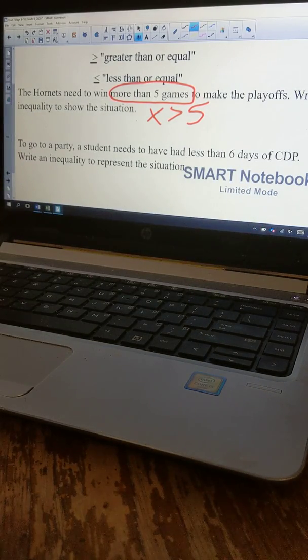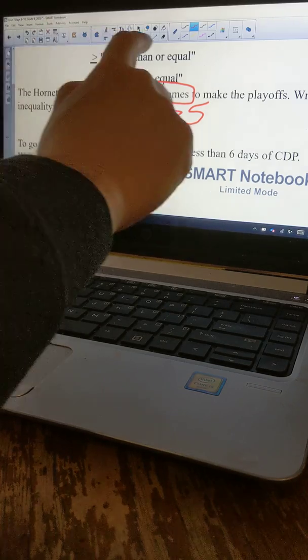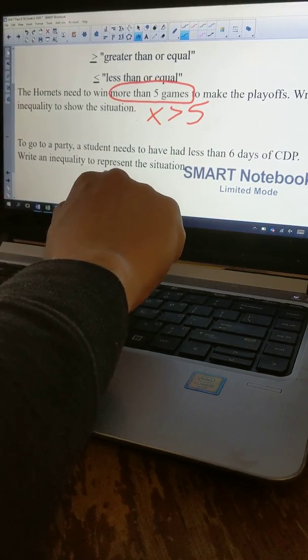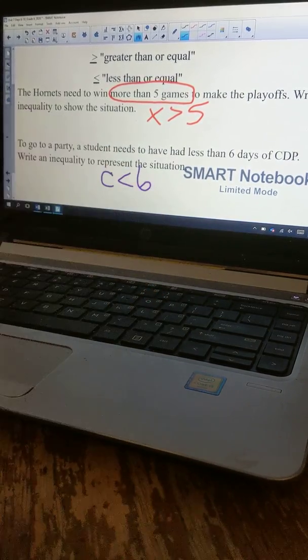On the bottom, to go to a party, a student needs to have had less than 6 days of CDP. Less than 6. So that's like 5, 4, 3. So less than 6.